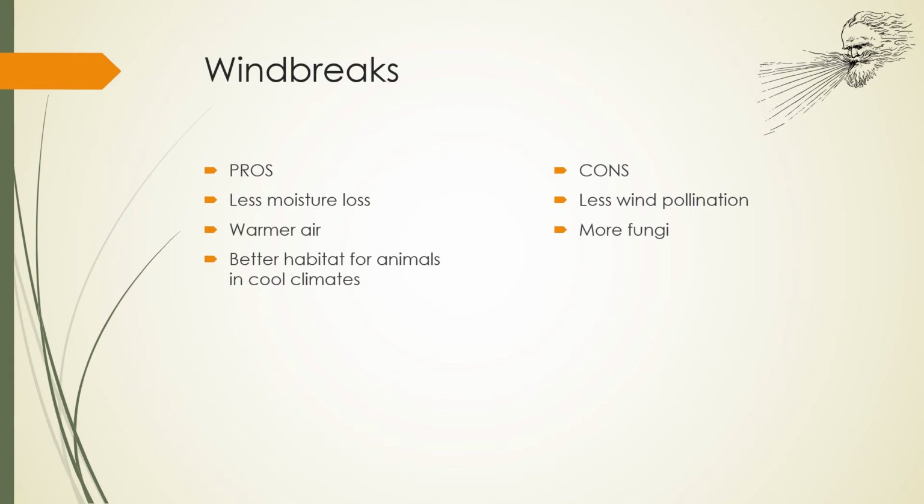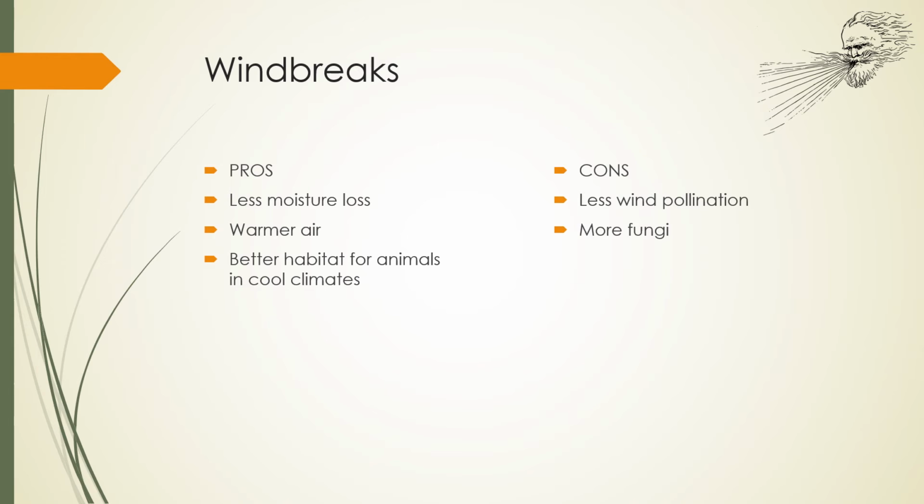A windbreak is like a living fence. It can block, filter, or channel air. You can make it quite dense, or you can make the windbreak quite flexible. On the good side, the windbreak prevents moisture loss because you've got less air travelling over a site because of the windbreak blocking or filtering the air. So you've got less moisture blown away. You can have warmer air because of that. And that can be a better habitat for animals if it's in a cool climate.